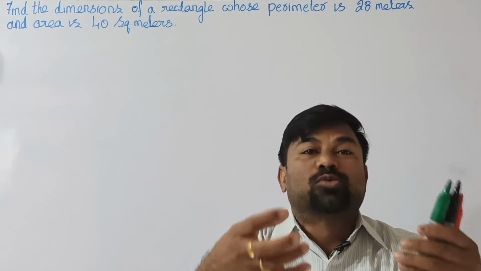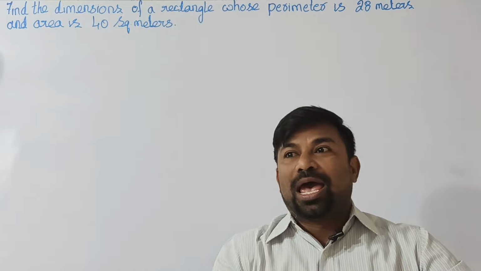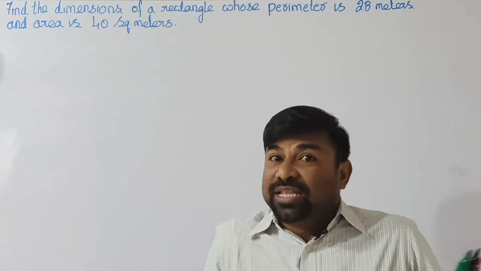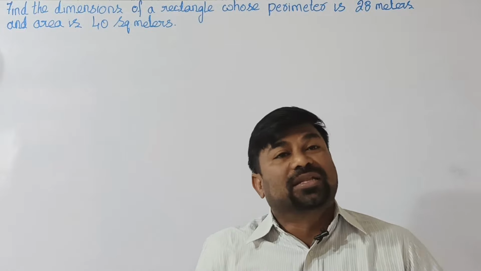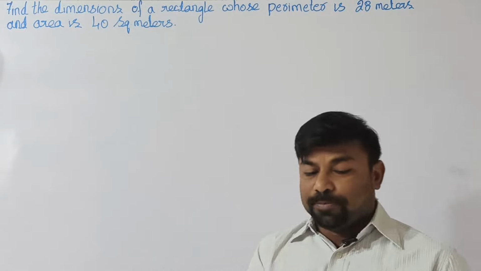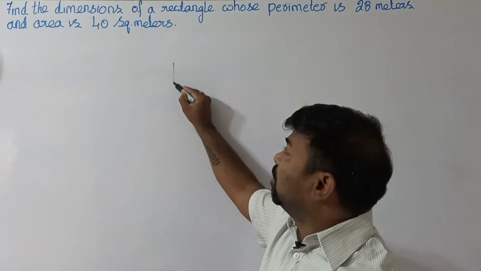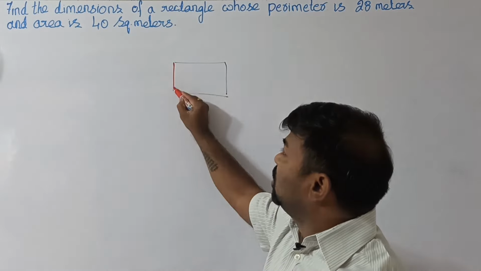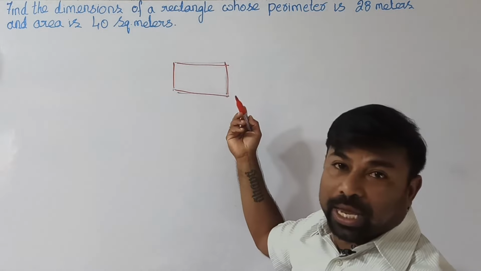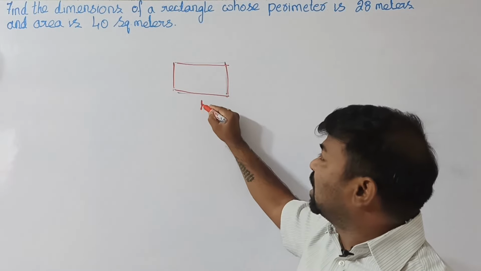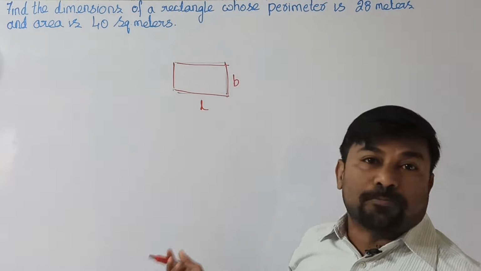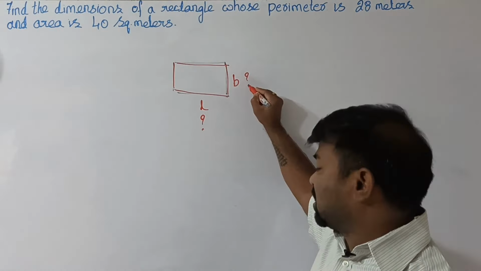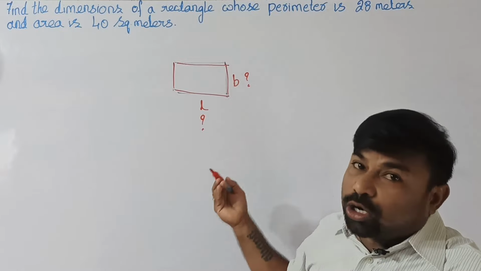What are the two things he has given to help you find the length and breadth, the dimensions? The concepts he has given are the perimeter and area. Let me help you understand this. He is talking about a geometrical shape. The longest side we call the length and the shortest side we call the breadth or width. He's asking us to find the length and the breadth or the width.